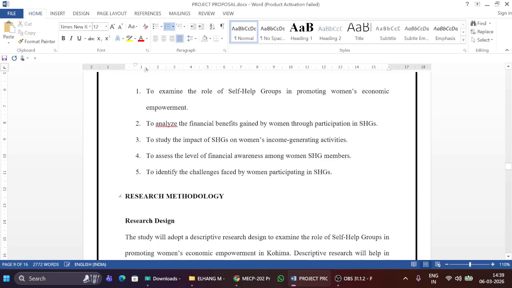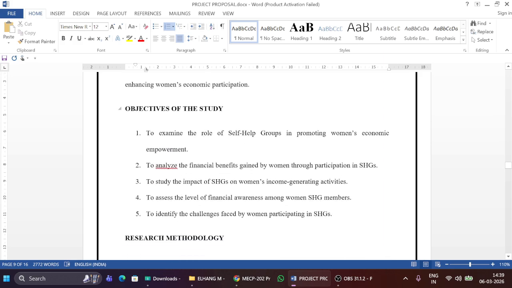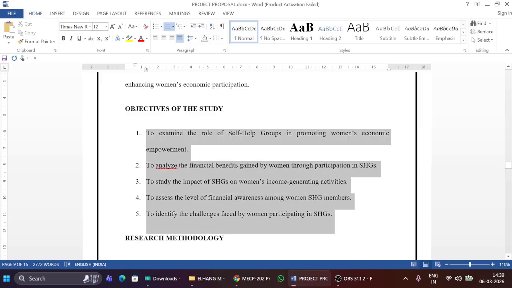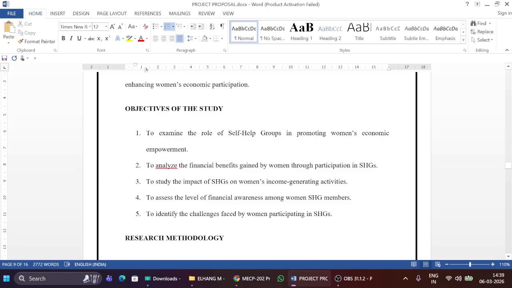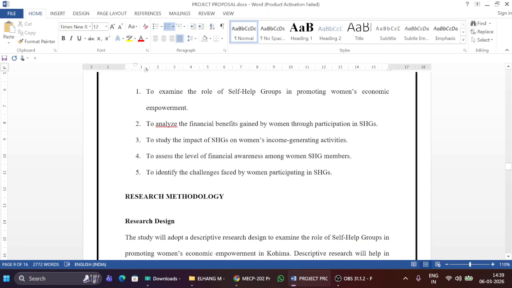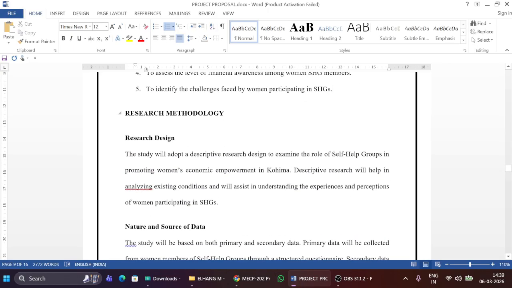Okay, now just after it, you just have to mention the research question, which is missing here. Okay, so you have to write the research question, and those research questions have to be correlated with these objectives. Okay, so remember that. And the next part is research methodology.